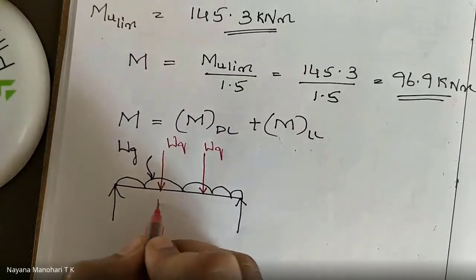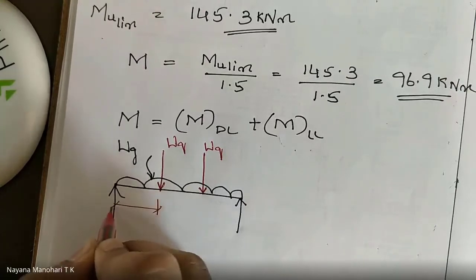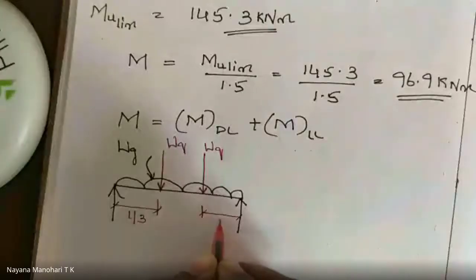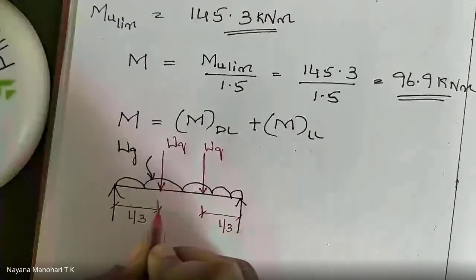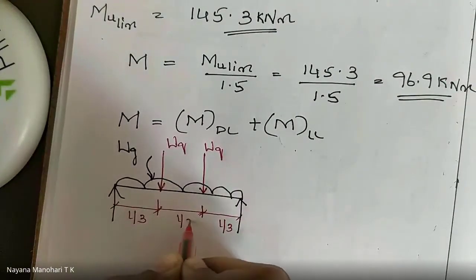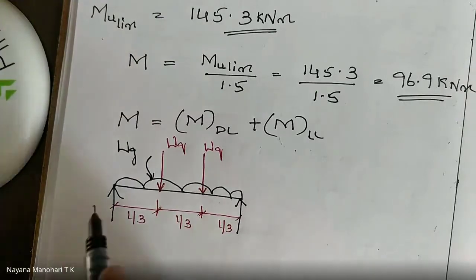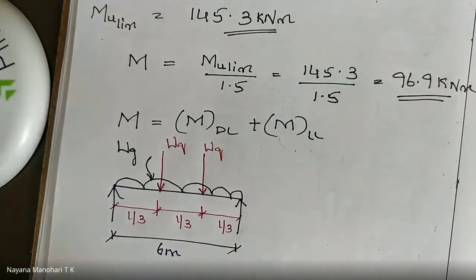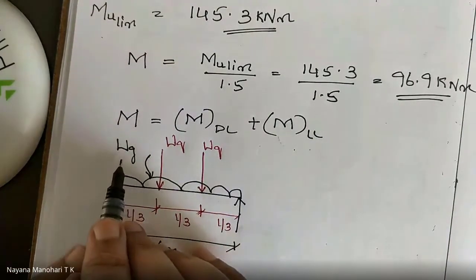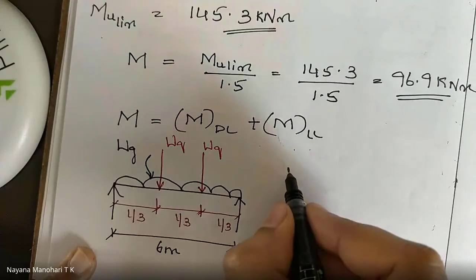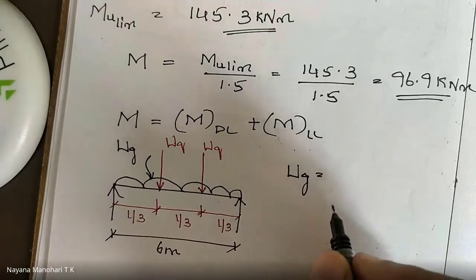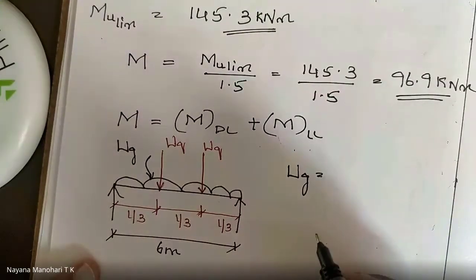Which is acting at a span of L by 3 on either end. Then this value also is L by 3. Total span of the beam is 6 meter. First you calculate the intensity of this WG, dead load. WG equal to what?